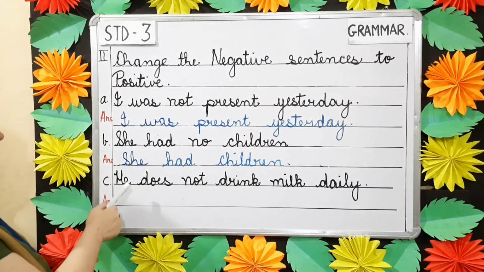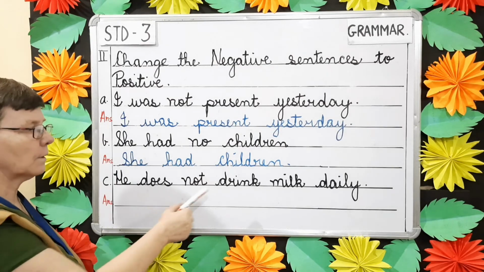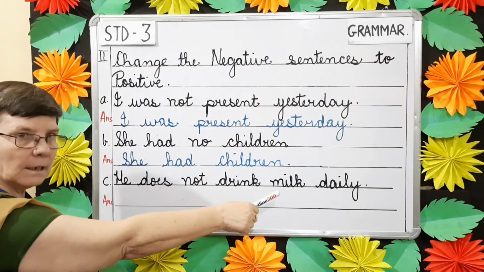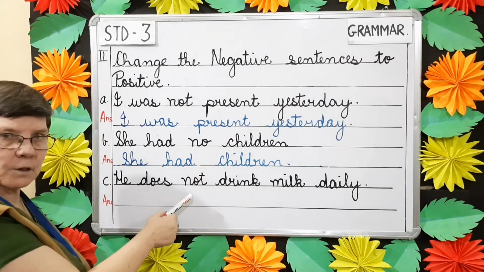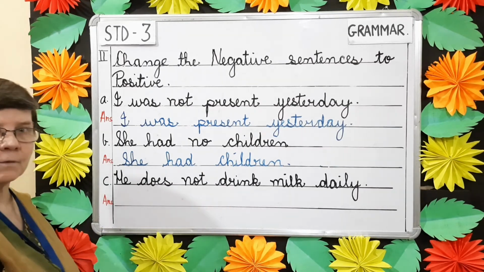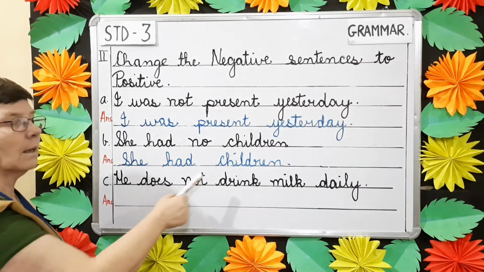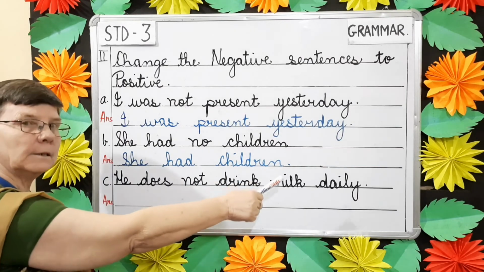Next, C. He does not drink milk daily. Yes, you got does not, children. So the verb will have S. He drinks milk daily.